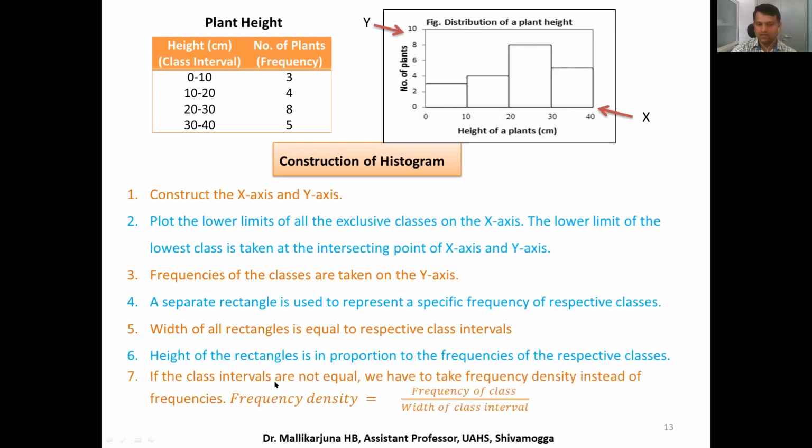Here, one more point, if the class intervals are not equal. Of course, in this table, all the class intervals are equal. Sometimes, if the last class interval is 30 to 50, in that case, we should not use these frequencies. Instead of these frequencies, we have to use frequency density. Frequency density is equal to frequency of the class divided by width of class interval. In that case, if this class interval is 30 to 50, the width is 20, and 5 divided by 20. In that way, for everything we have to convert like this, then construct the histogram.